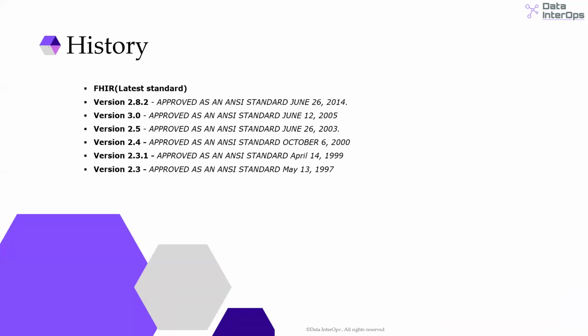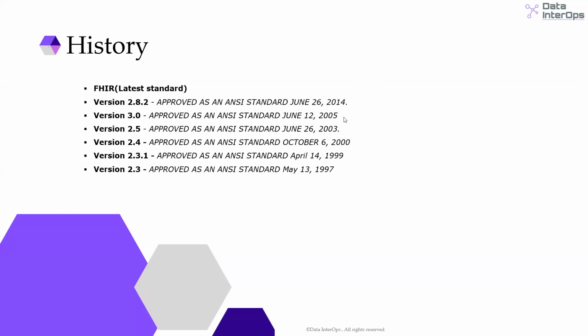So let's look at the history of HL7. It started back in 1987. An official standard, 2.3, was released in 1997. Then 2.3.1 was released in 1999. A significant release, 2.5, was made in 2003. When this was released, people mostly upgraded from 2.3 to 2.5 because it had a lot of changes incorporated at that point of time.